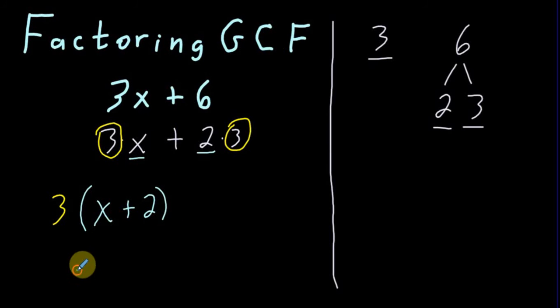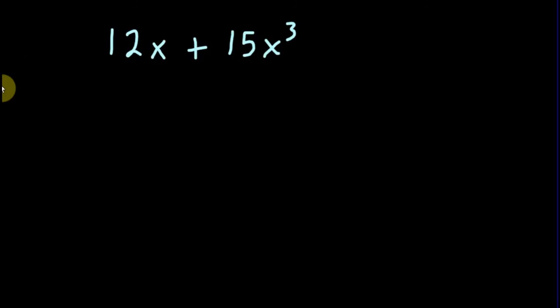Now, what they had in common, this 3, is what's called the greatest common factor. The other thing to notice is that if you were to multiply this back together, 3 times x and 3 times 2, you would get 3x plus 6. Factoring is just the reverse of multiplication. So if you want to know if you're right, just multiply it back together and see if it equals what you started with. All right, so here's another example.